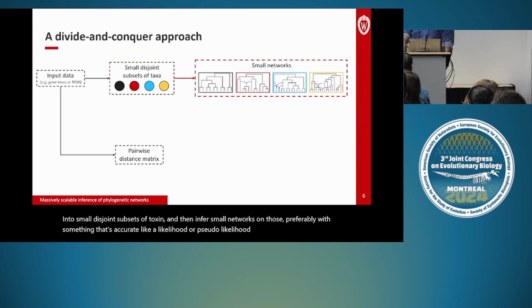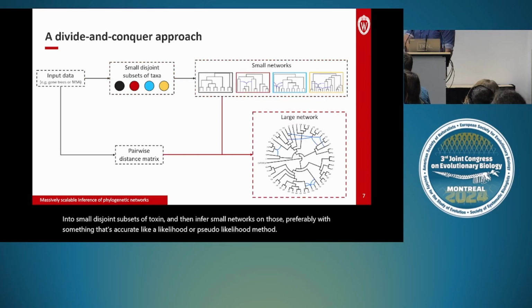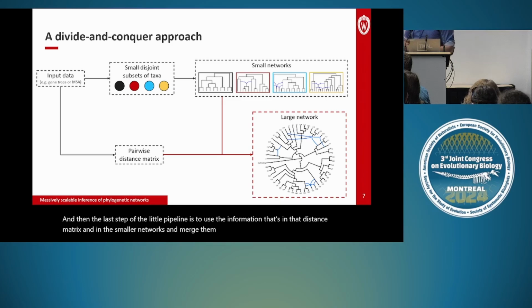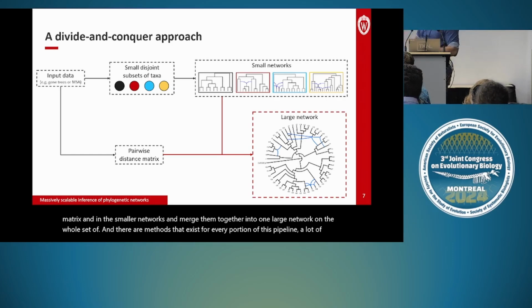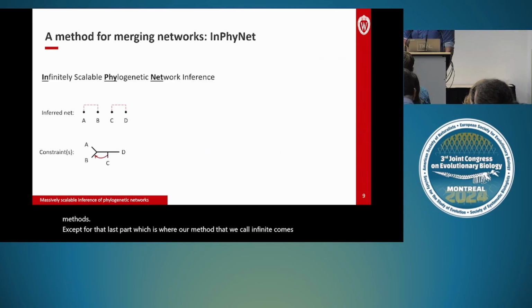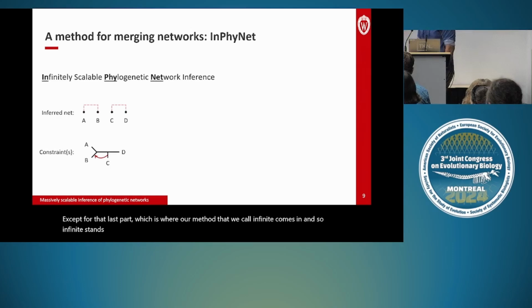And then the last step of the little pipeline is to use the information that's in that distance matrix and in the smaller networks and merge them together into one large network on the whole set of input taxa. And there are methods that exist for every portion of this pipeline, a lot of methods, except for that last part, which is where our method that we call infinite comes in. And so infinite stands for infinitely scalable phylogenetic network inference. It's a little full of itself.